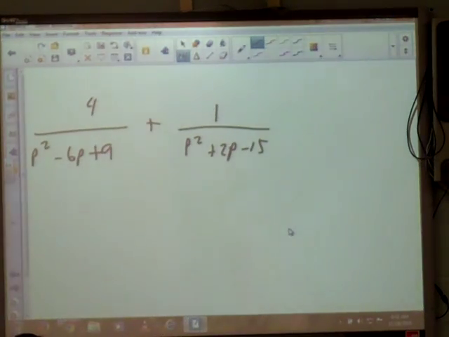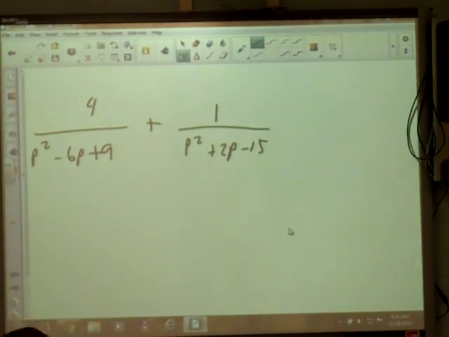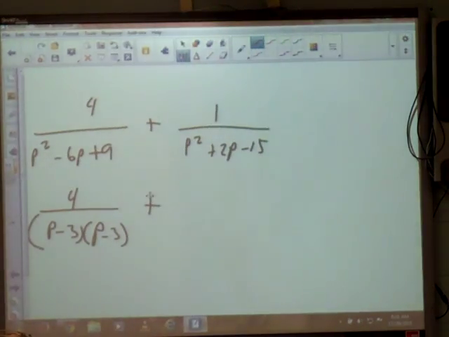Unless, Bailey said, do I need to factor it? And I said, yes. I'm going to factor it to see what pieces they both have. Then that way I can see what new pieces to give to both of them. So here on this one, what factors of 9 add to negative 6? Good job. All right. What about on the other side? What factors of negative 15 add to positive 2? 5 and negative 3. Good.